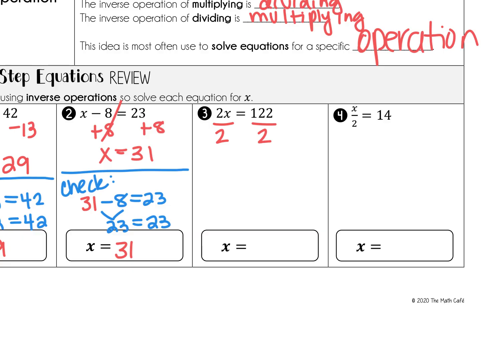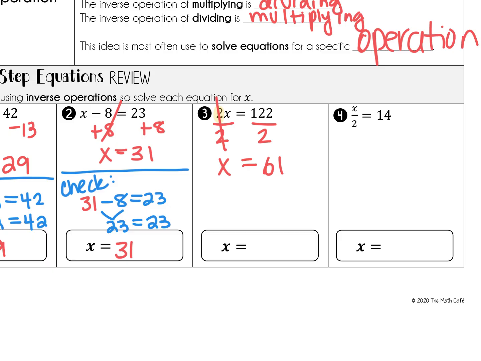It's a helpful reminder to restate that we always divide when we see multiplication, and specifically, we always divide by the coefficient. Whatever's in front of the variable, in this case 2, is what we'll use to isolate the variable. 2x divided by 2 is 1x, which is the same as just x. And now we've isolated our variable. 122 divided by 2 is 61.